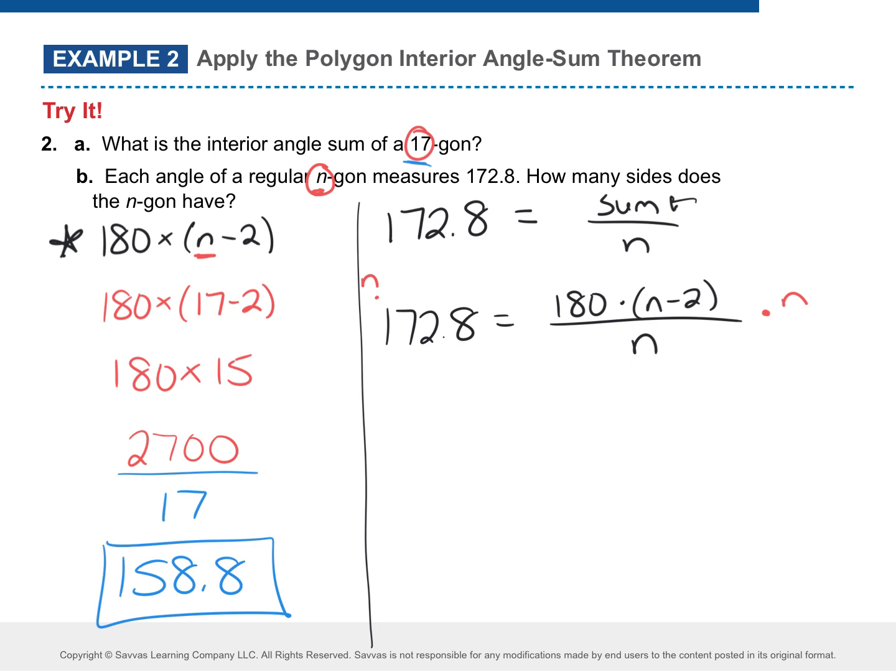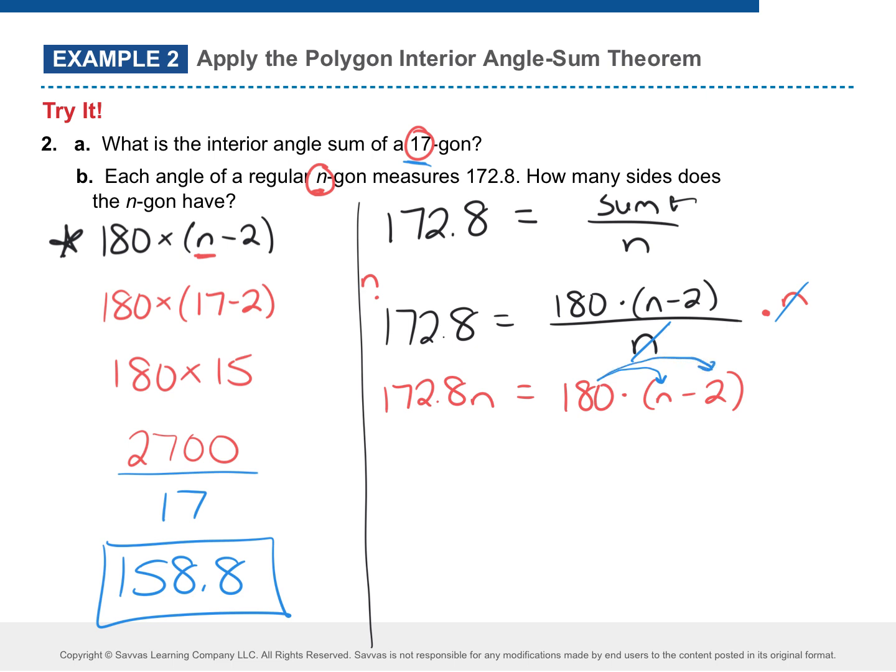What I have left is 172.8n equals. Do you agree that on the right side these n's cancel out? So I'm left with the top, which is 180 times n minus 2. We okay here? Looking at this left side right now, can I do anything with that? No, it's just a value right now. What can I do with this side here? Think. What operation's happening? Multiplication. So I can distribute 180 into both terms.